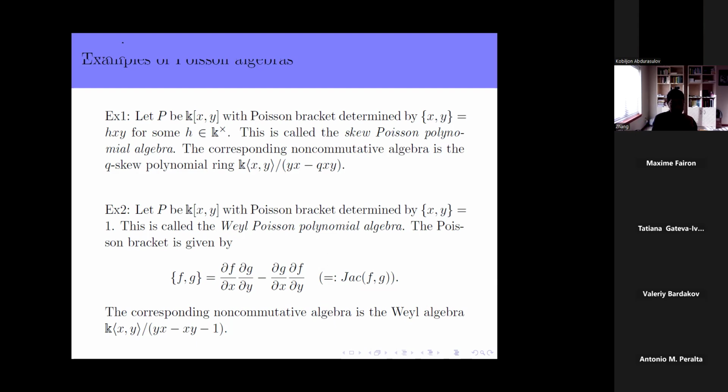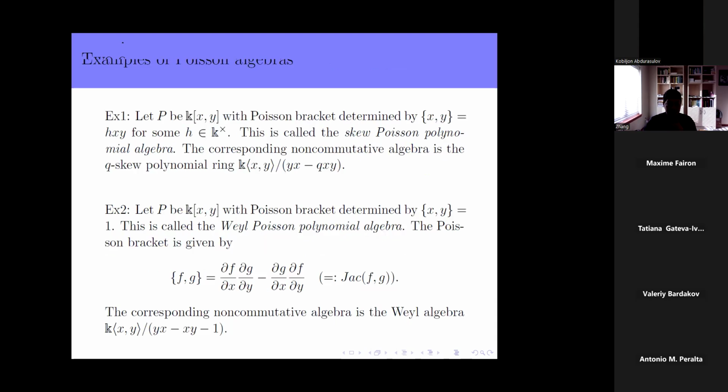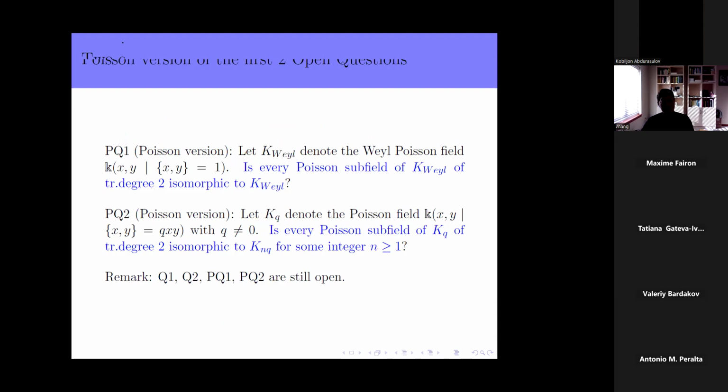Okay, so these are the first two examples, kind of corresponding to the first two open questions at the beginning of this talk. Now we can have Poisson versions of the two open questions. Remember that example 1 is a Q-skew polynomial ring. The second one is a Weyl Poisson polynomial ring. But then I switched. The first one is a Weyl Poisson field, which is the fraction field of the Weyl Poisson polynomial ring. I use K_W for this Poisson Weyl field.